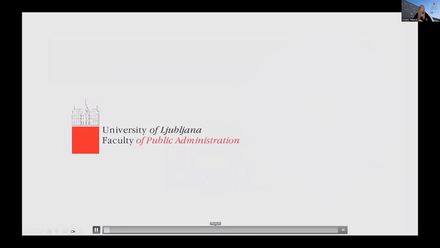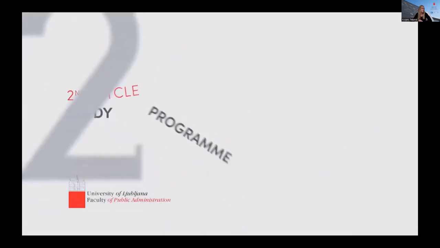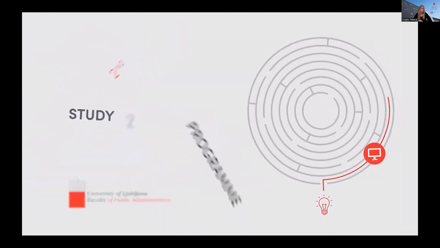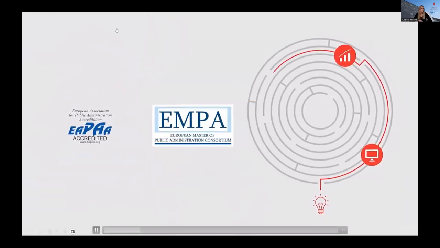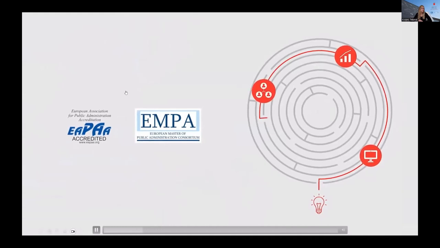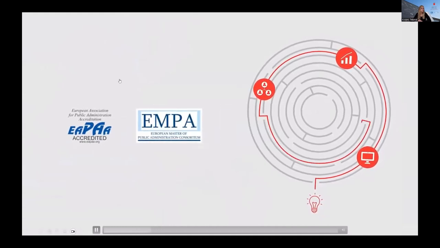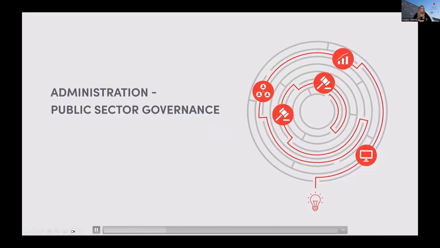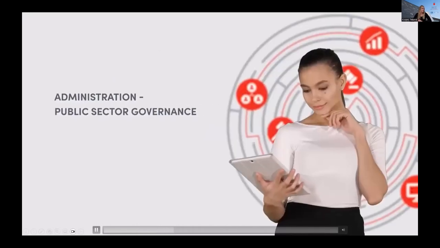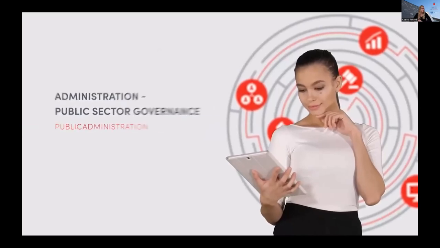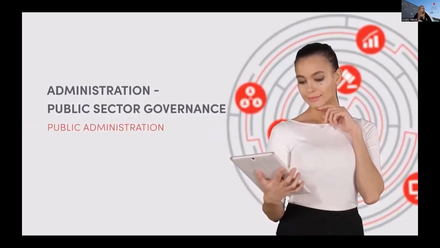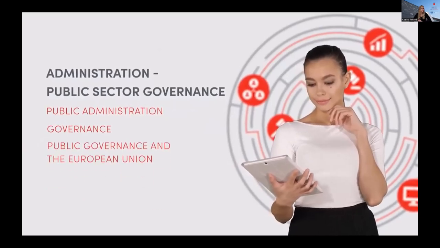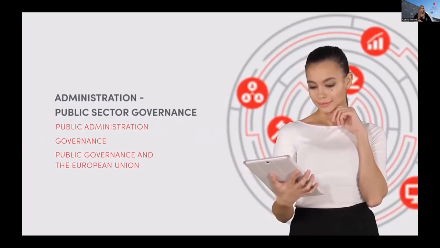Study at the University of Ljubljana Faculty of Public Administration. Our master's degree is European EAPAA accredited and a member of the EMPA network. The study enables many international exchanges. In the Master's Study Program Administration, Public Sector Governance, you gain in-depth interdisciplinary knowledge from various areas within public administration and competencies for interesting jobs in public administration and private companies or institutions in the European Union.